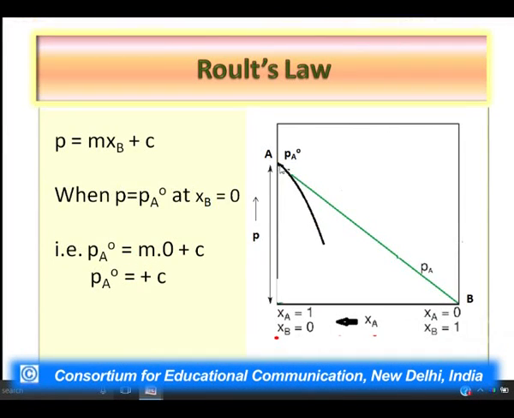So, if we look at it, let us connect the 2 points, that is point A, which represents the vapor pressure of pure component A at XA equal to 1, with point B on the vapor pressure versus composition curve, where the pointer is pointing. This point B represents amount fraction of component B equal to 1 and amount fraction of component A equal to 0. So, in that situation vapor pressure would be 0.